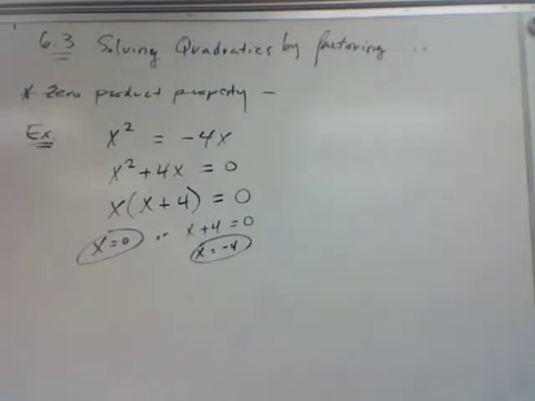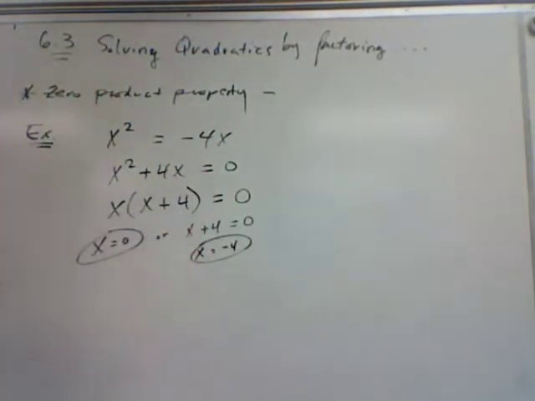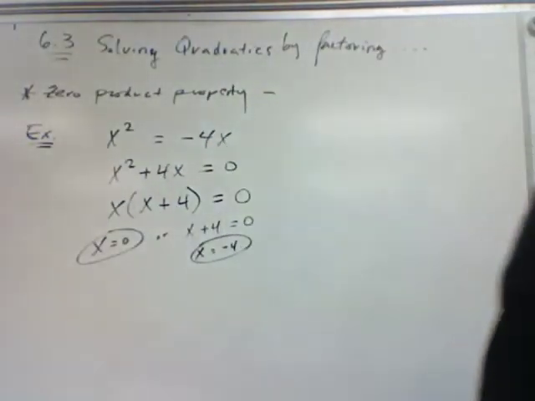You set your factors equal to 0. Since your equation is equal to 0, this is what has to happen. That's a simple example. Let's see if we can move on to a little more difficult one.